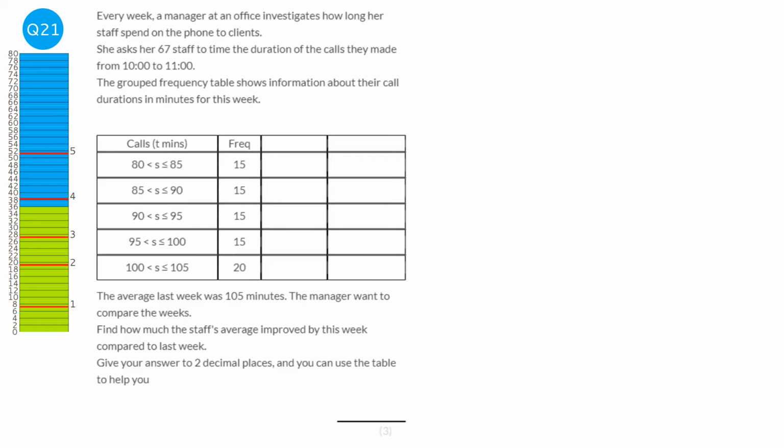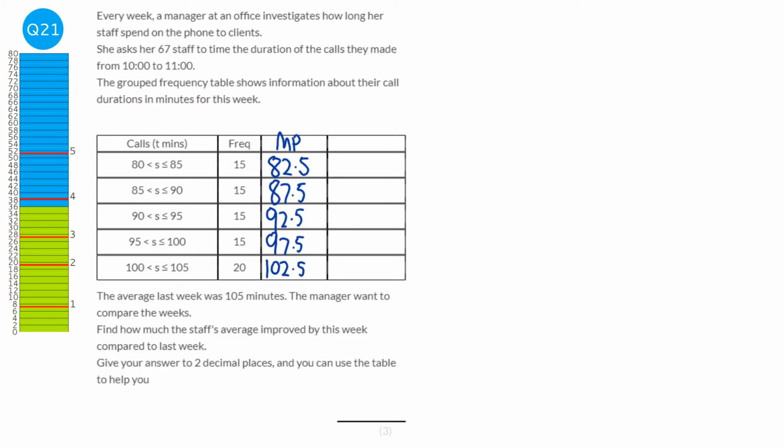So the first thing we need to do is work out the mean for the data in the table. To start off, we're going to work out the midpoint of each group. So we've got 80 to 85, and to find the midpoint, you add the 80 and the 85 together, then you divide by 2. So this will be 82.5, then 87.5, then 92.5, then 97.5, and then finally 100 plus 105 divided by 2 is 102.5.